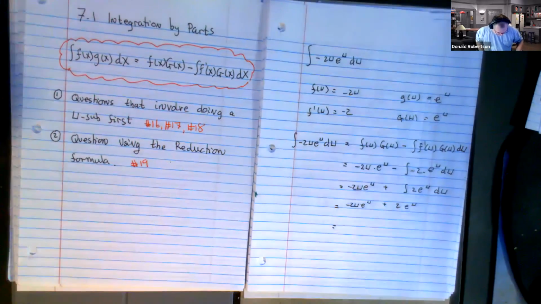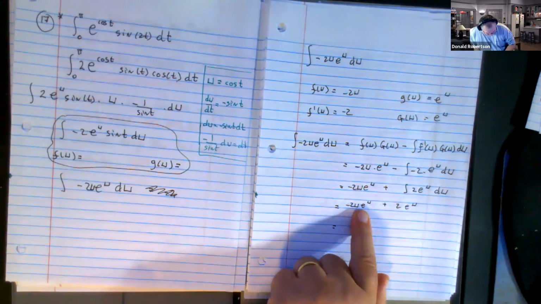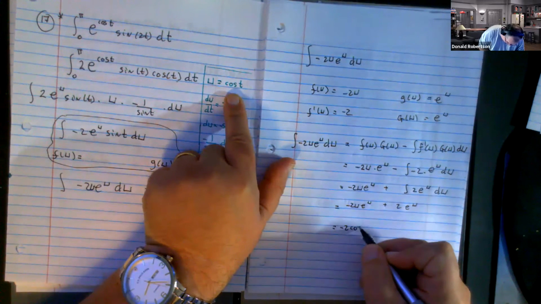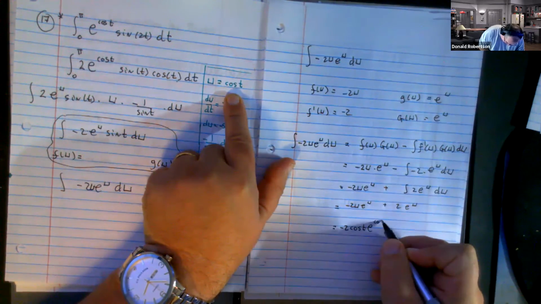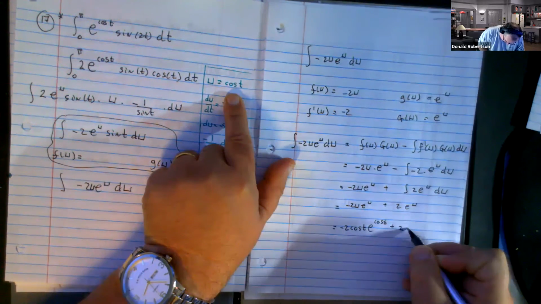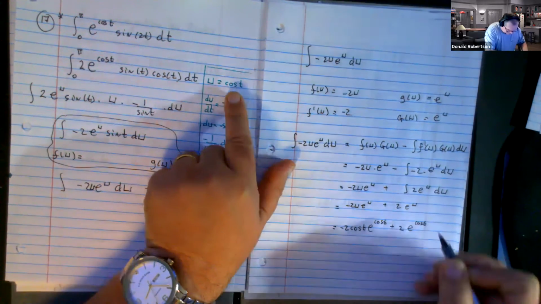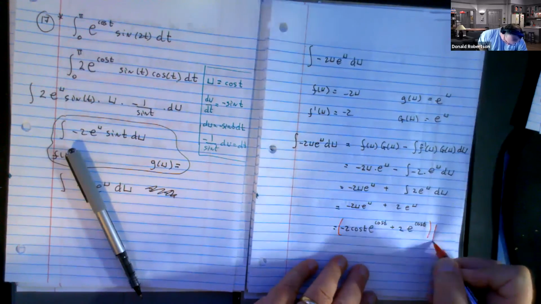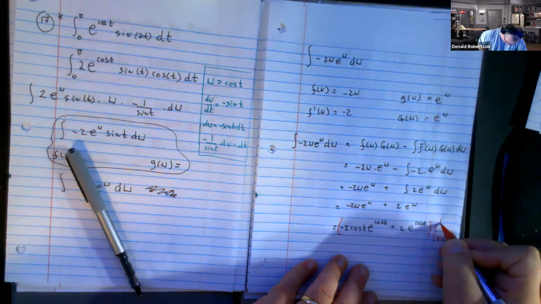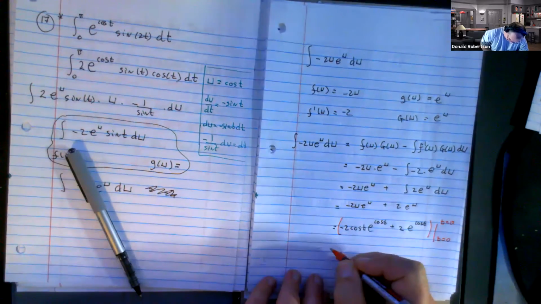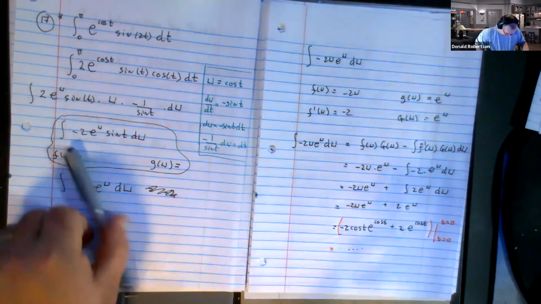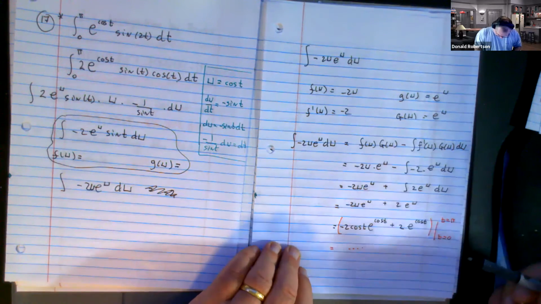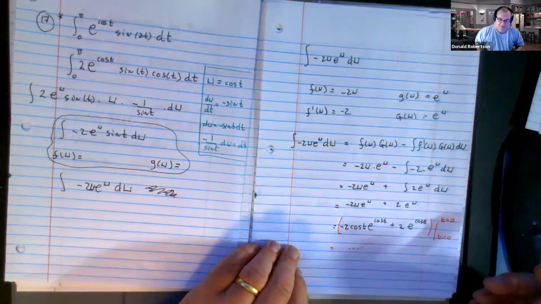Would you agree that we're not finished because we have to return to the t's? So it's 2 cosine t e to the cosine t plus 2 e to the cosine t. And then we're meant to evaluate it at t equals 0 to t equals pi. And let's do that. I kind of rushed through that guy, but I think it was pretty standard one.